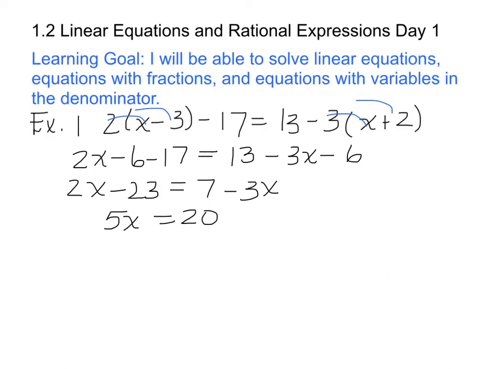So that's 23. And that's 30. So x equals 6. And you always want to go back and check to make sure it makes both sides of the equation true. And you don't have to show that step.